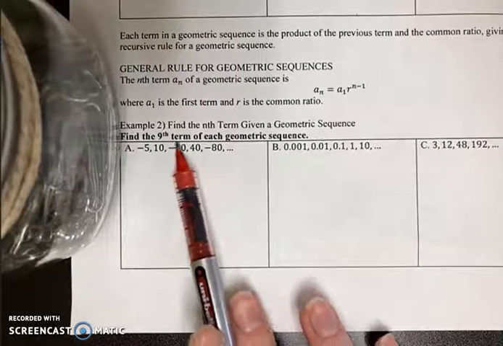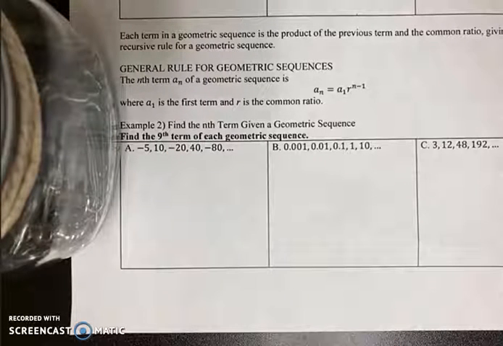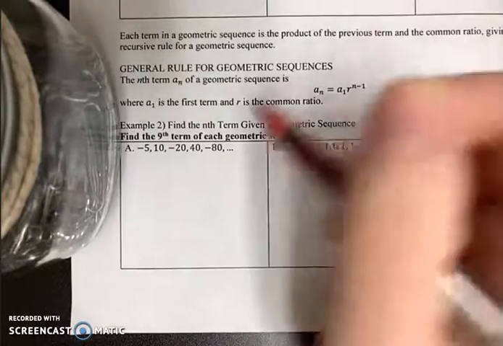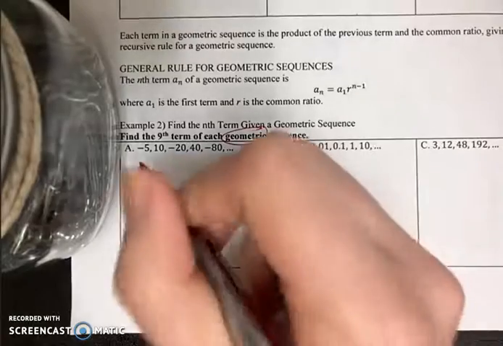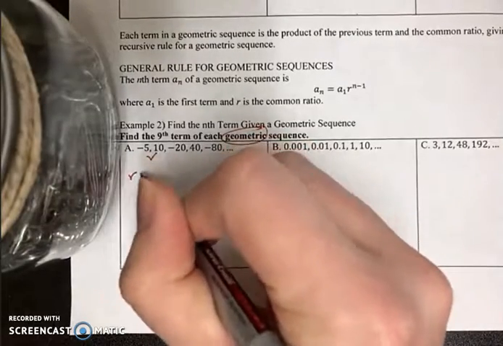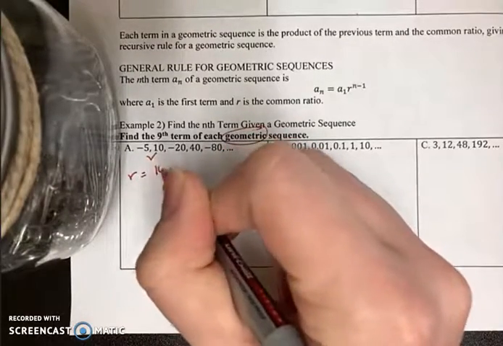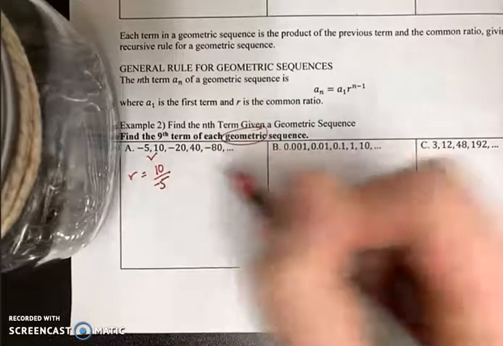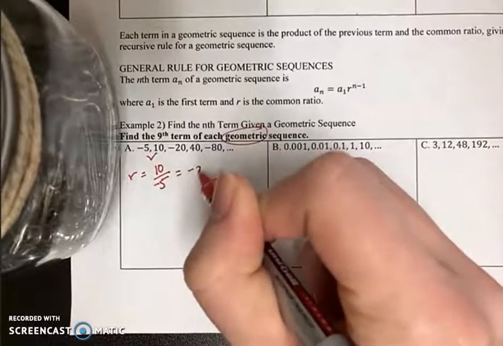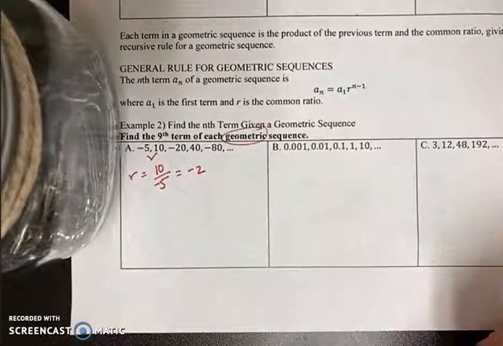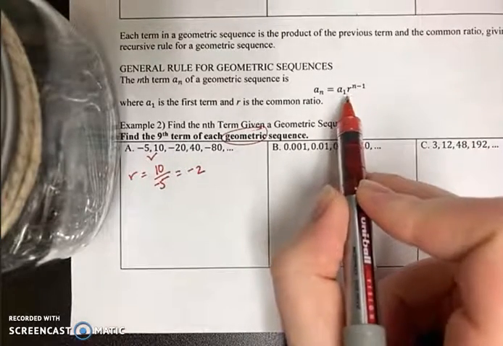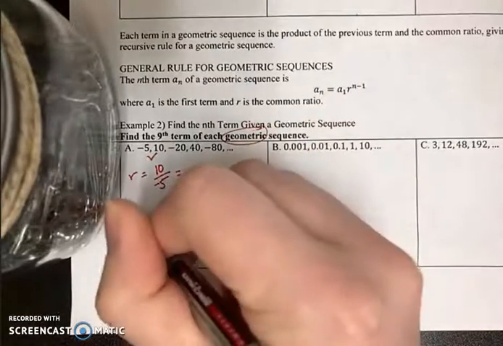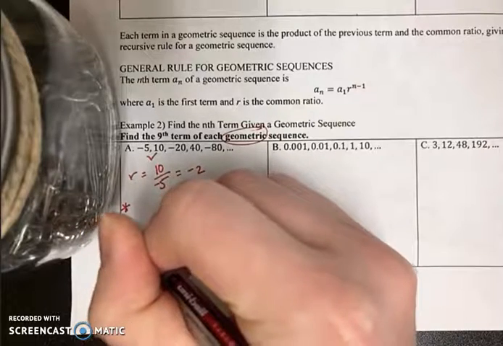And in this case, I would like to find the 9th term of the geometric sequence. So first off, the directions tell me this is geometric. So I know it's geometric, which means to get the ratio, I just put a term over its previous term, which gives me a -2. So I know that R is -2. Now for the equation, I'll write the general equation.